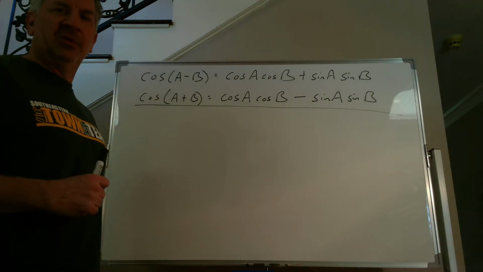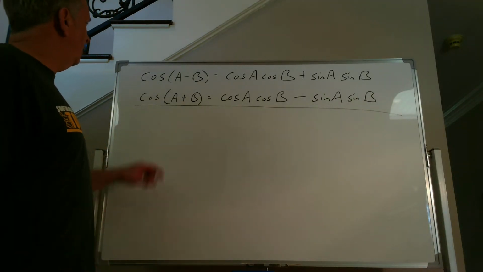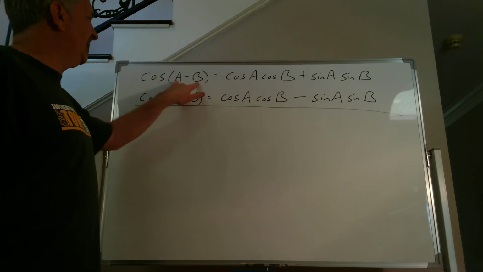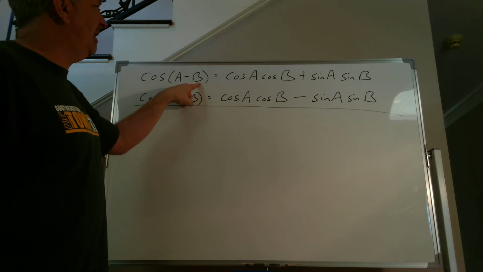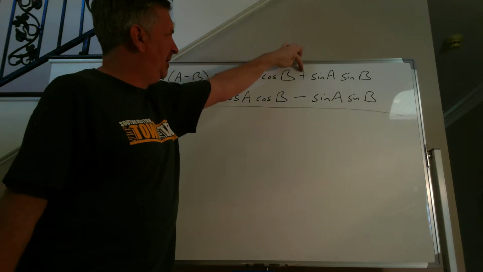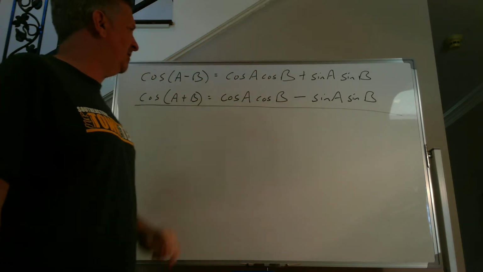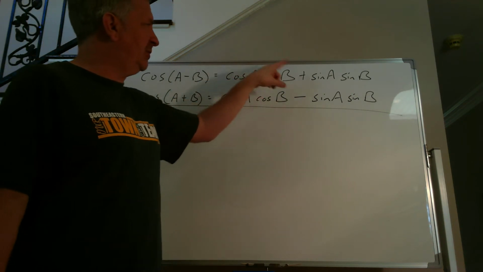You have them in your notes as always. Notice it says cosine of A minus B. That's the difference formula. It's cosine of A, cosine of B, plus sine A, sine B. So the minus here becomes a plus here, the plus here becomes a minus here. And notice that the pattern's cosine, cosine, sine, sine.